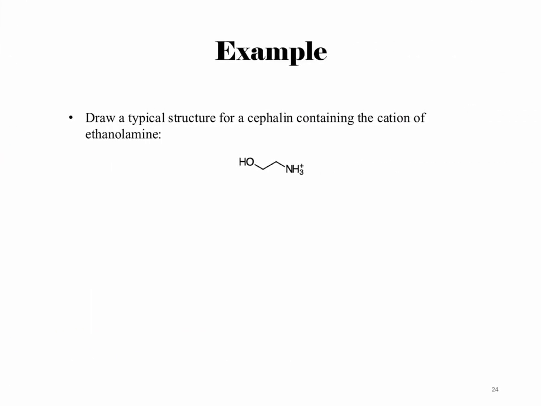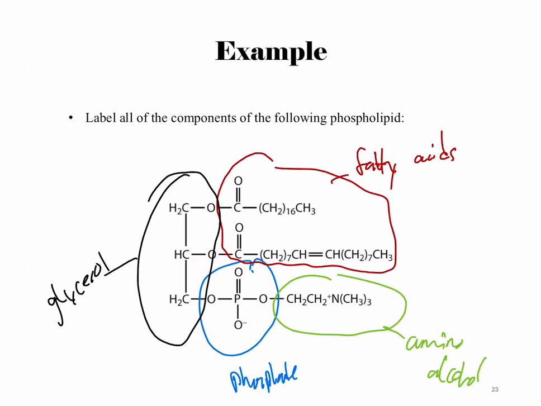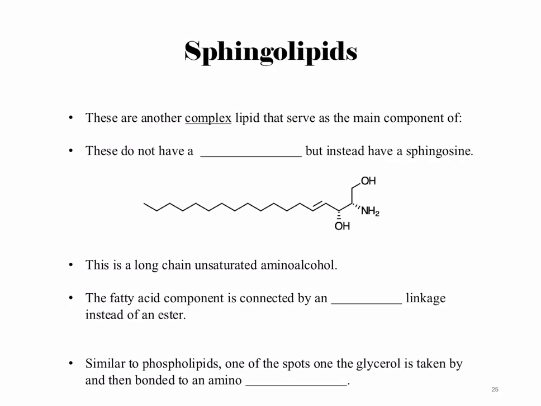And so we can also draw a typical structure for a cephalin containing the cation of ethanolamine. So I will let you guys try and do that. And so you can draw a structure similar to this one, maybe ignoring all the CHs, and instead draw the carbon skeleton for that. The next class of complex lipids that we have are sphingolipids.